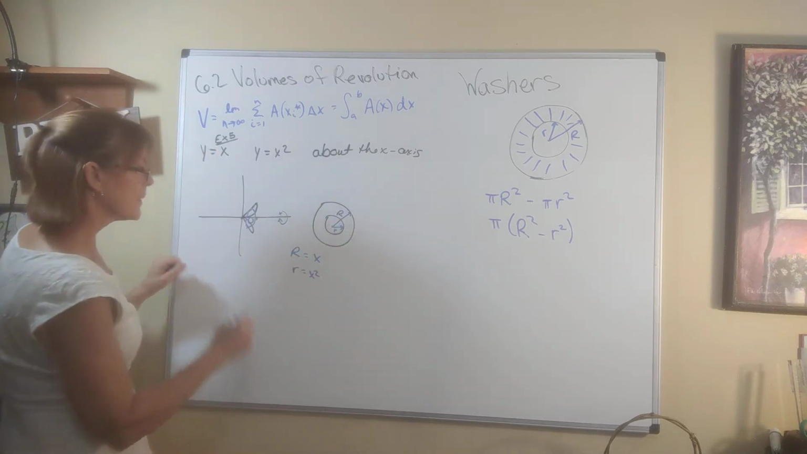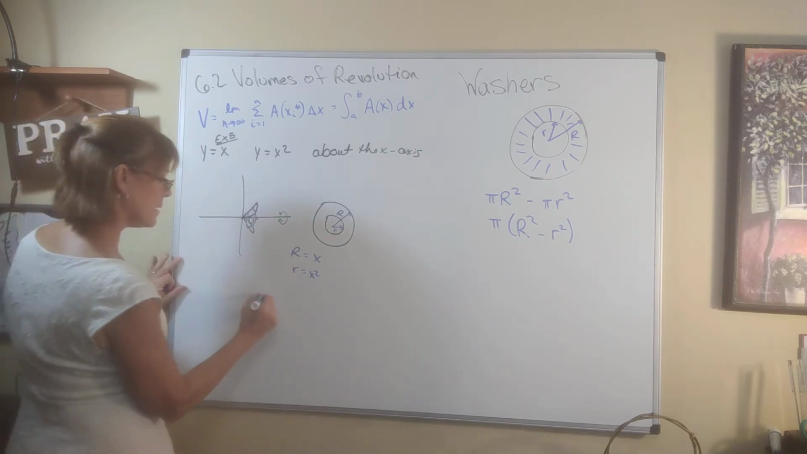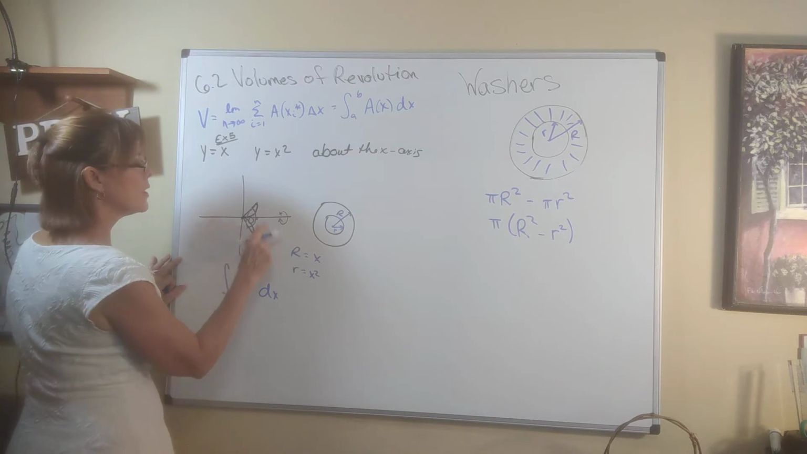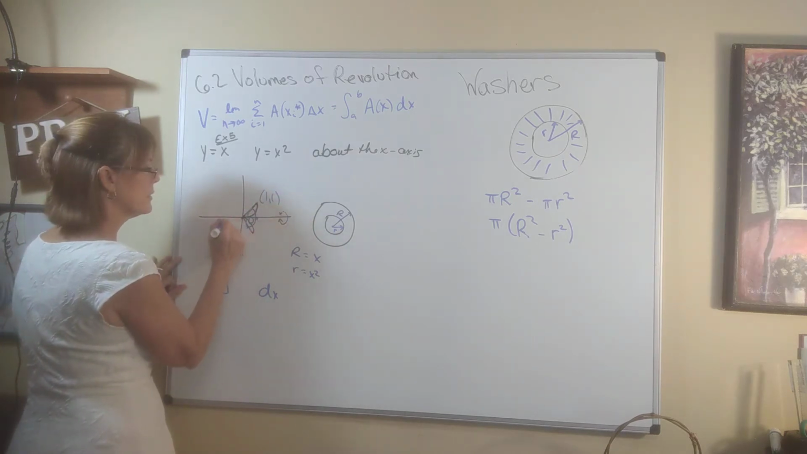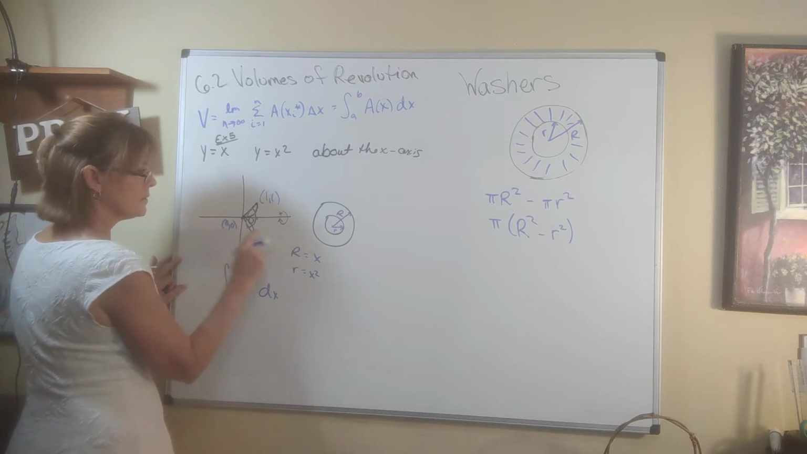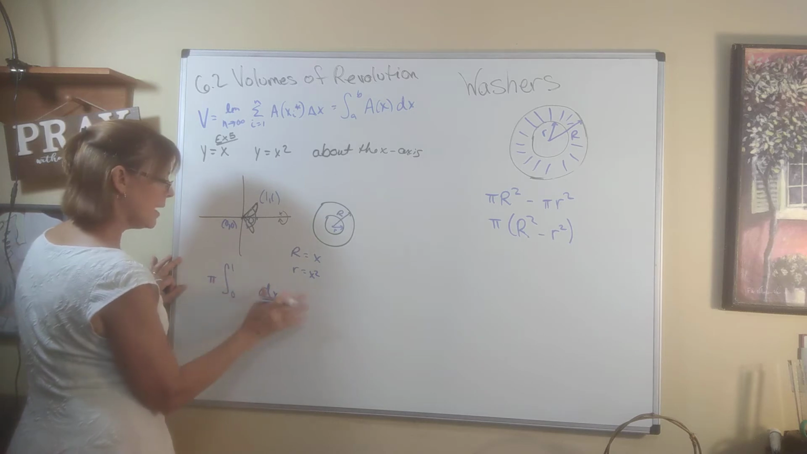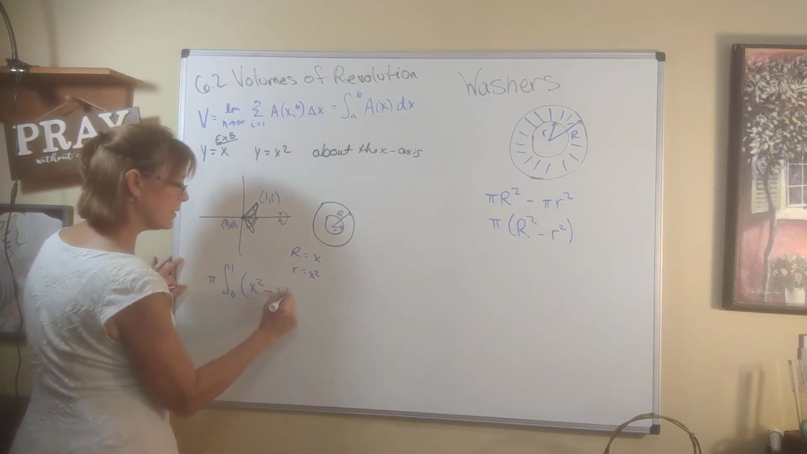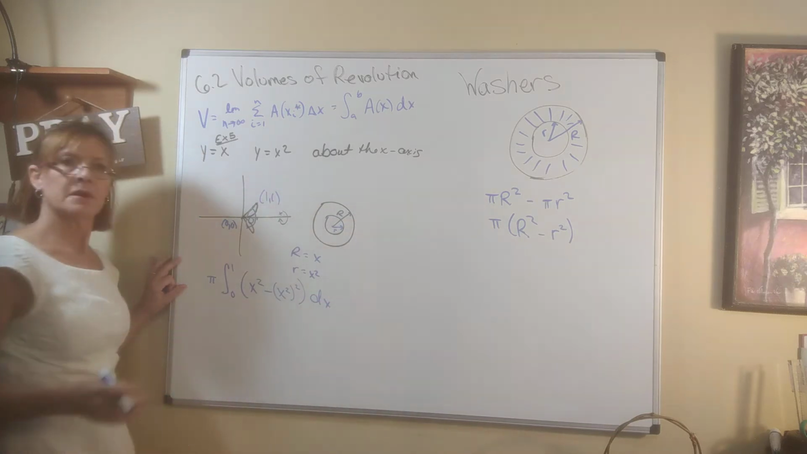My slices are going vertically, so that means it's a dx. I'm going to be integrating from 0 to 1. These guys intersect at the point 1, 1. That's how I figured out how far to go. So from 0 to 1, pi times outer radius squared, which I said was x, minus inner radius squared, dx. And this is what I'm integrating here.